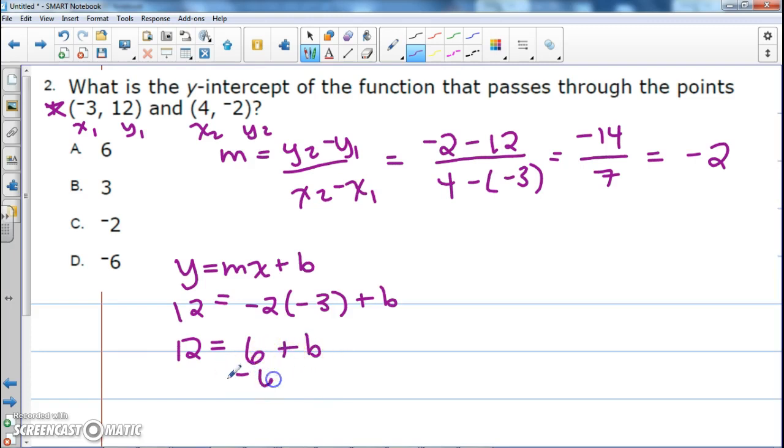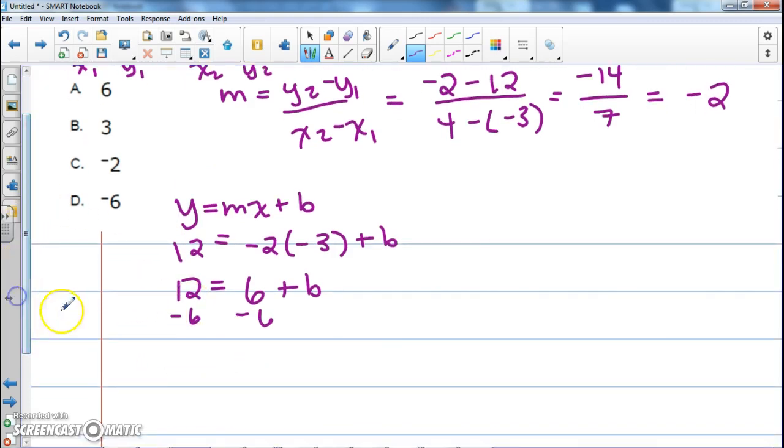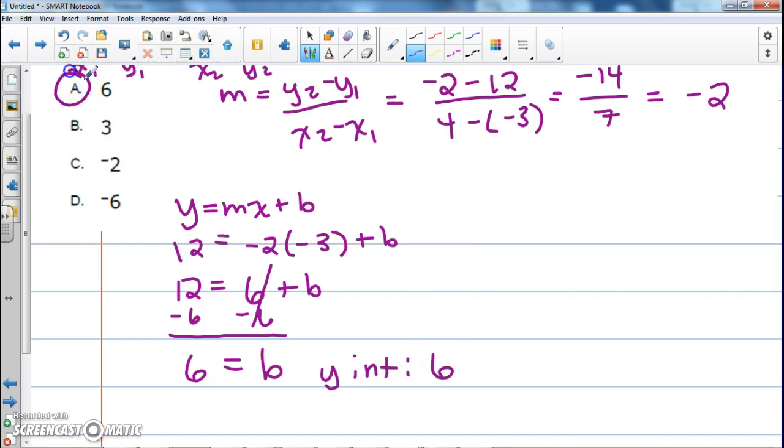Subtract 6 from both sides, and 12 minus 6 is 6. These cancel out, and you're left with 6 equals b. So my y-intercept is 6. So the answer to this question would be A, 6. And if you wanted to put the whole equation of the line together, you'd have y equals negative 2x plus 6.